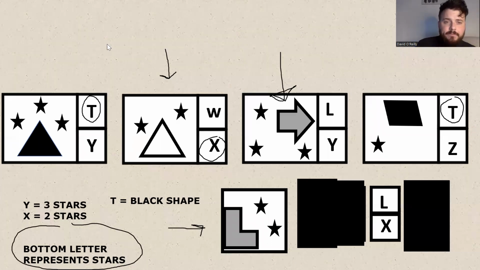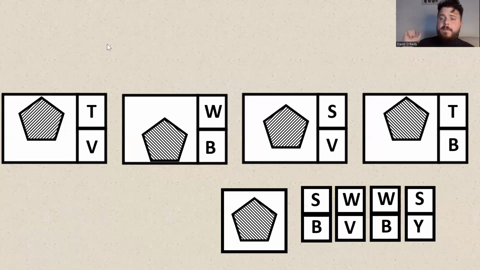Okay, so let's do another one together. But this time, what I'm going to ask you to do is pause the video, give it a go yourself, and then play when you're ready. Okay, let's have a look. So once again, we've got 4 objects, object 1, object 2, object 3, object 4.